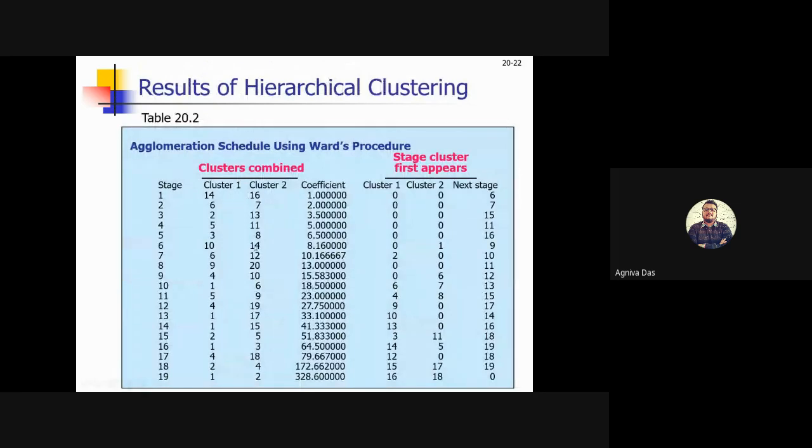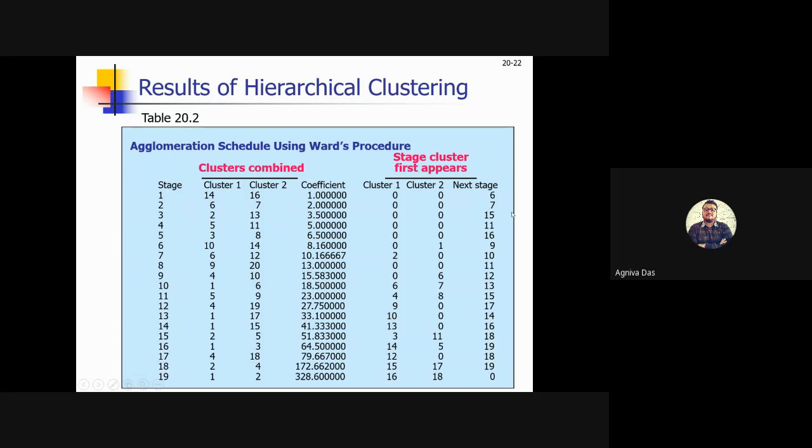So this is just the scheduling part. This is the stage where a cluster first appears. This cluster 14, 16 first appears in the sixth stage. This 10, 14 is also coming onto the first cluster. And then clusters combined in stage 2, cluster 6 and cluster 7, with a coefficient of 2.